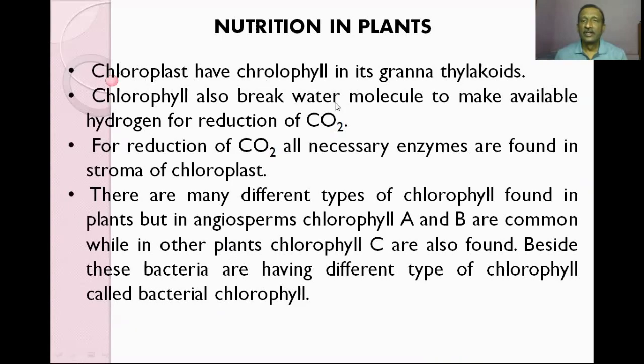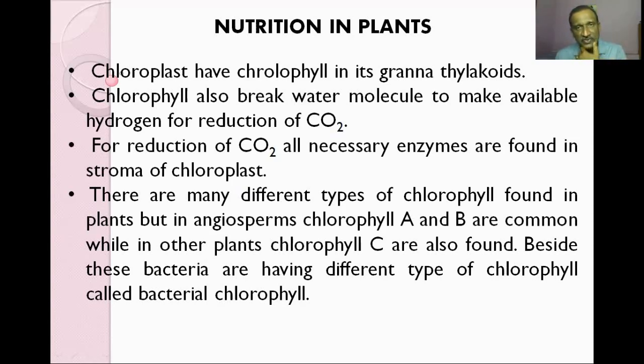Now, chloroplasts have chlorophyll in the grana thylakoid, and chlorophyll will break the water molecule to make hydrogen available for the reduction of carbon dioxide, and oxygen will be released as a waste or as a byproduct. For the reduction of carbon dioxide, all necessary enzymes are found in the chloroplast. And next, there are many different types of chlorophyll. There are chlorophyll A, chlorophyll B, C, D, E. Five different types of chlorophylls are there.